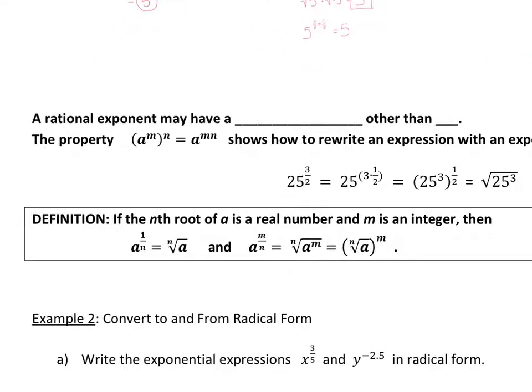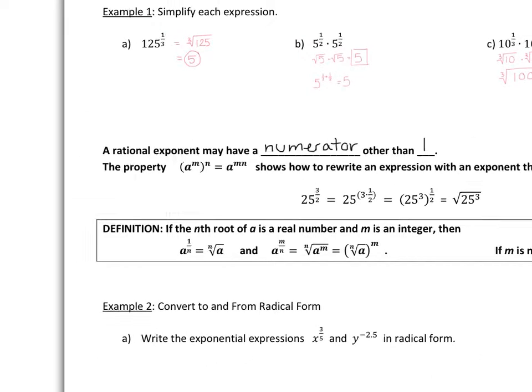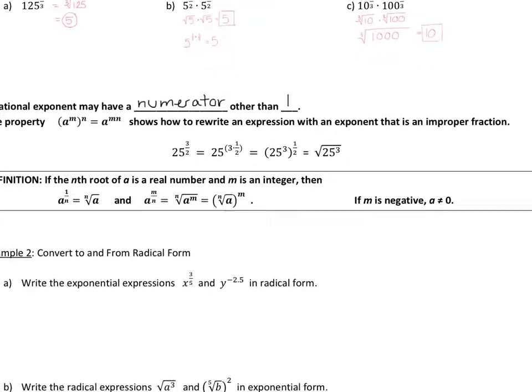All right. A rational exponent may have a numerator other than 1. Okay, that's the only examples we've done so far. All had a numerator of 1. But now, might have something else. Okay, the property a to the m to the n can be written as a to the m times n. Okay, that shows how to rewrite an expression with an exponent that is an improper fraction. Okay, so you can kind of skip steps here if you've got it down.